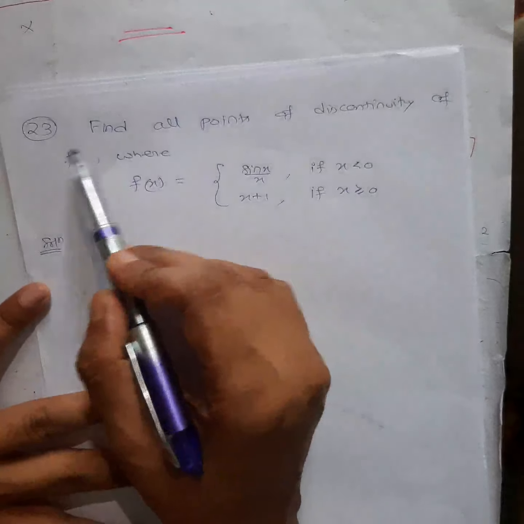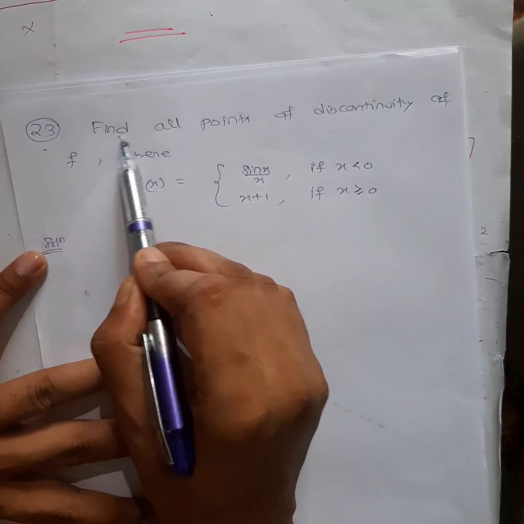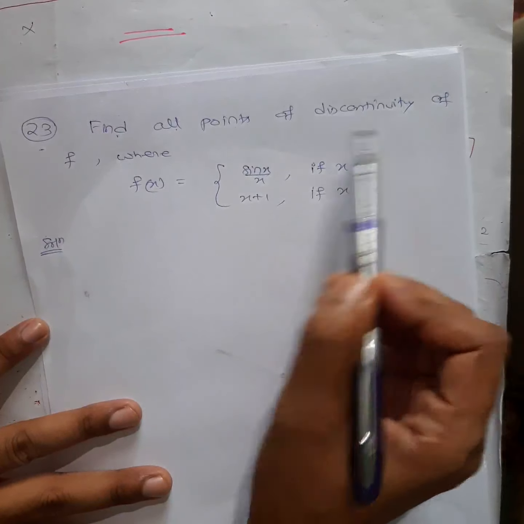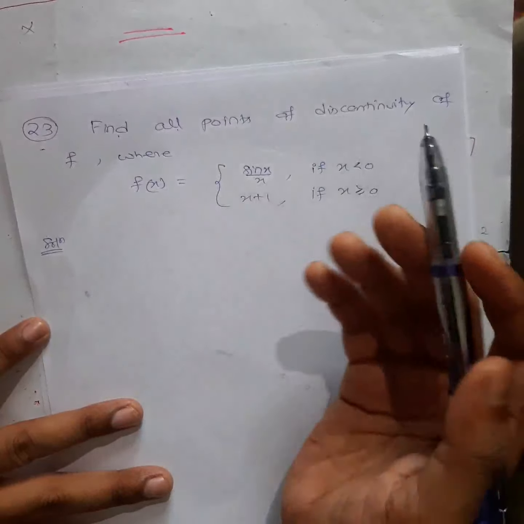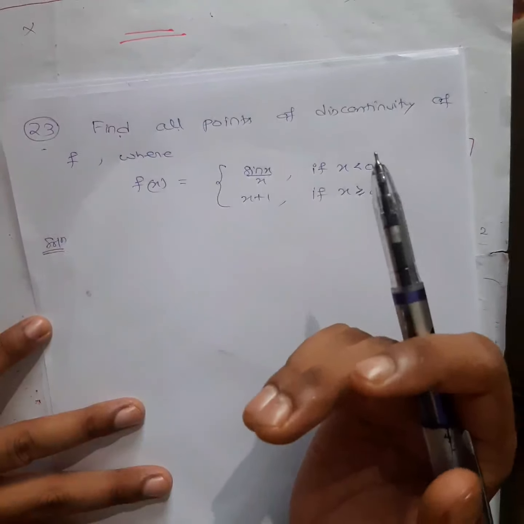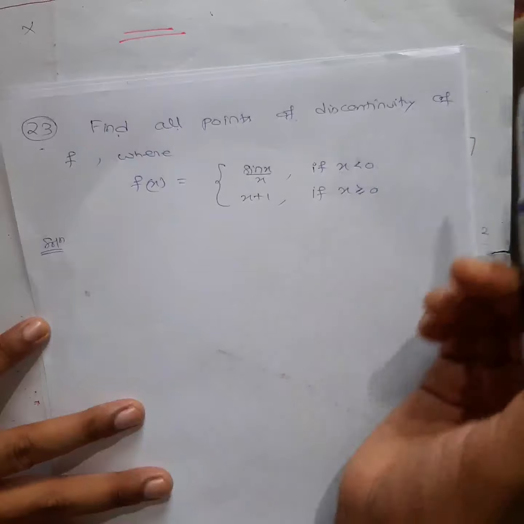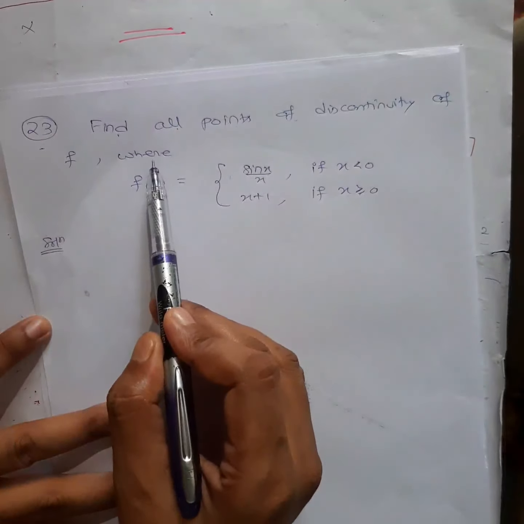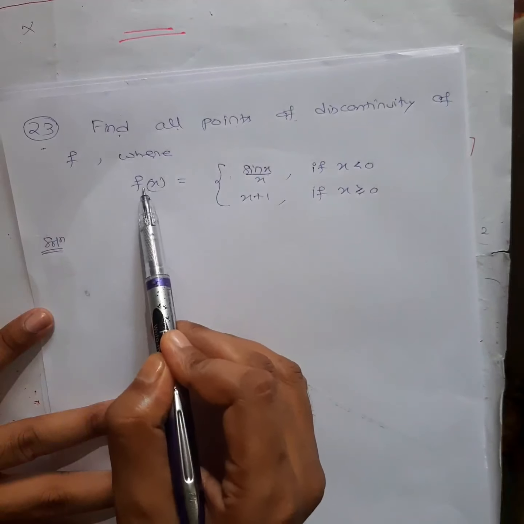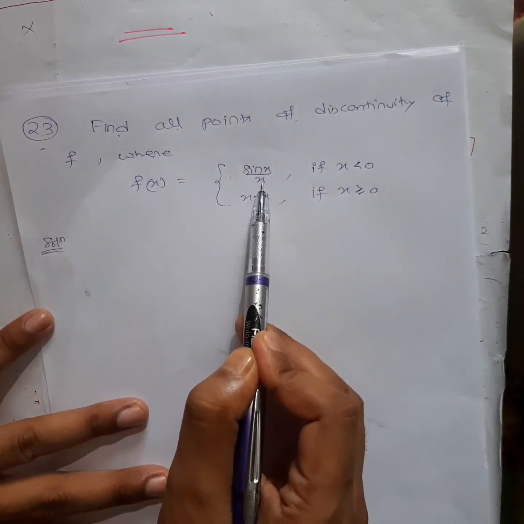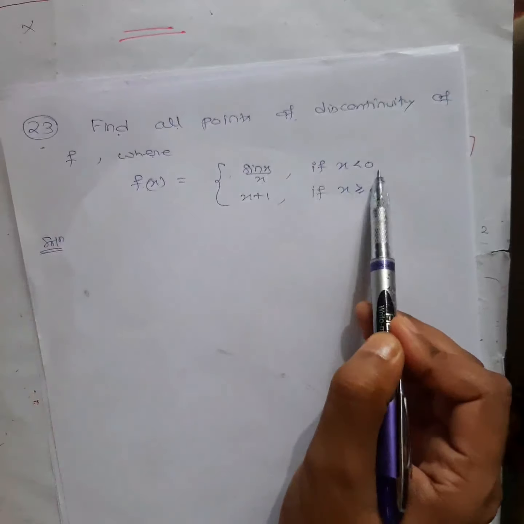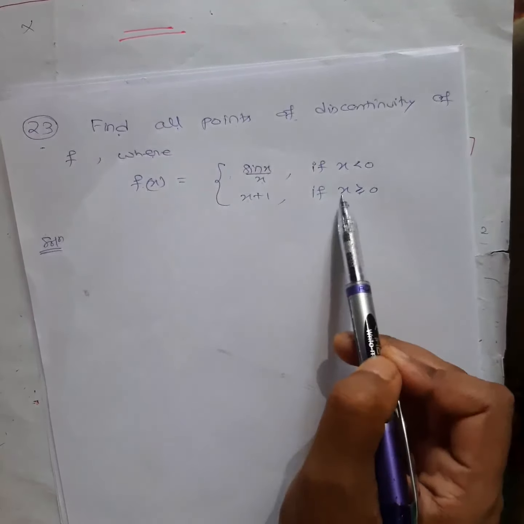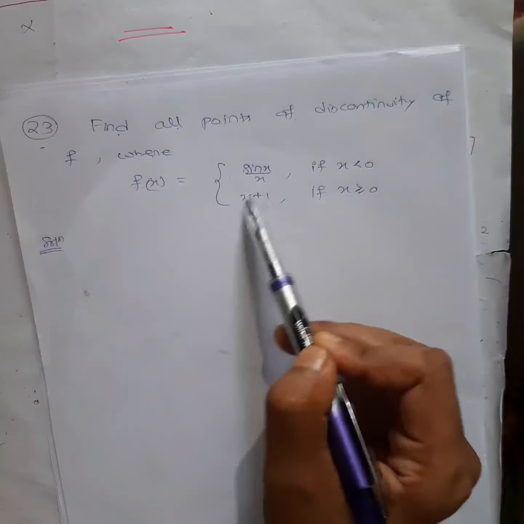So what it says in question number 23 is find all the points of discontinuity, right? Point of discontinuity means where the graph will break, you have to find basically. We have done this kind of question, but the function is given in a different type this time. The function is f(x) = sin x by x, if x is less than 0, and when x is greater than or equal to 0, this will be the function.